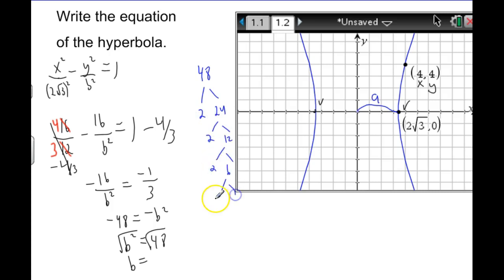6, 2, and 3. I have a pair of 2s and another pair of 2s with a 3 left over. So this would be 2 times 2 is 4 root 3, inside of the radical there is root 3. And so I know that my b value is 4 root 3, so I would put that in here. 4 root 3 squared would be, what, 16 times 3 is 48. Well, that makes sense. Square root of 48 squared is 48. And so we have our equation.